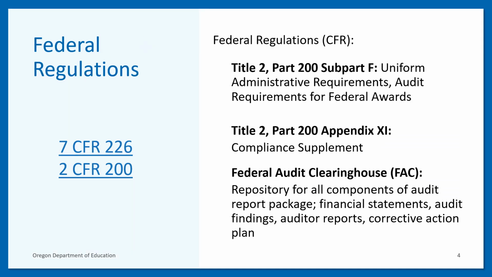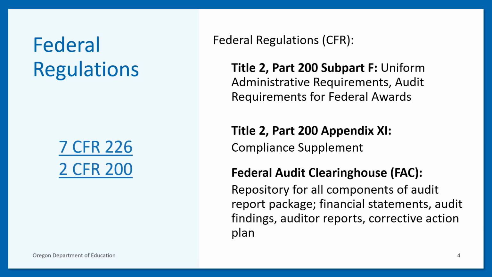Single audit requirements are based on federal regulations under the Code of Federal Regulations. The main code is under 2 CFR 200, subpart F. This section sets forth standards for obtaining consistency and uniformity of the audit of non-federal entities expending federal awards. Title II, Part 200, Appendix 11, also referred to as Compliance Supplement, is a guide used by the independent CPA completing the audit. It provides program-specific guidance and requirements for federal awards and regulations.